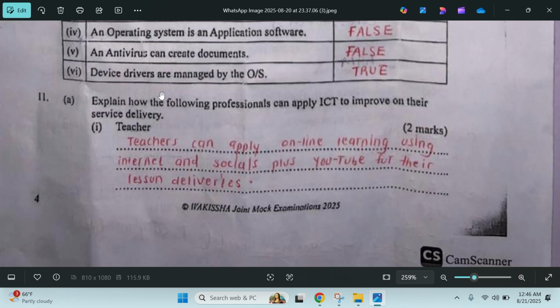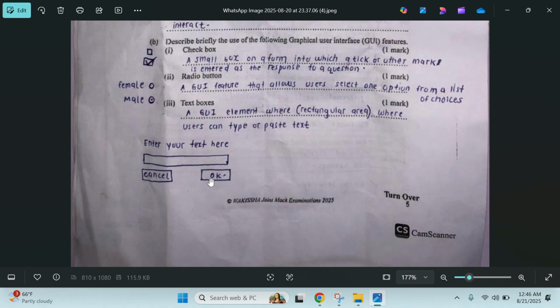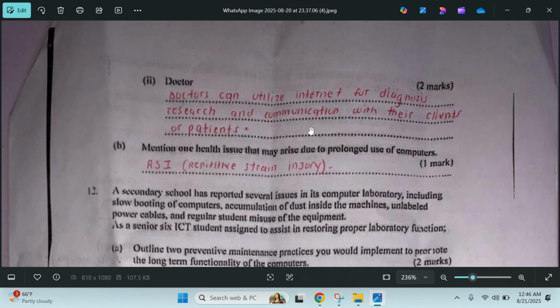11. Explain how the following professionals can apply ICT to improve on their service delivery. So how can teachers apply ICT? Teachers can apply online learning, that is using internet and socials plus YouTube for their lesson deliveries. Then another one was a doctor. Doctors can utilize internet for diagnosis research and communication with their clients or patients. That's how they can use ICT to improve on their service delivery.